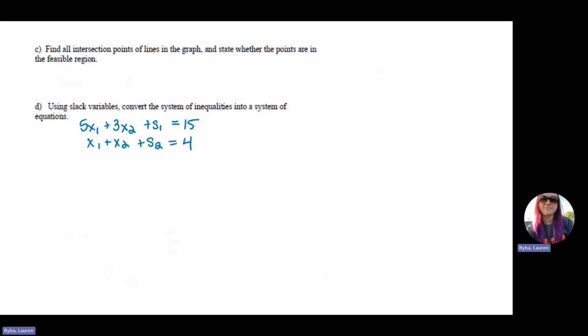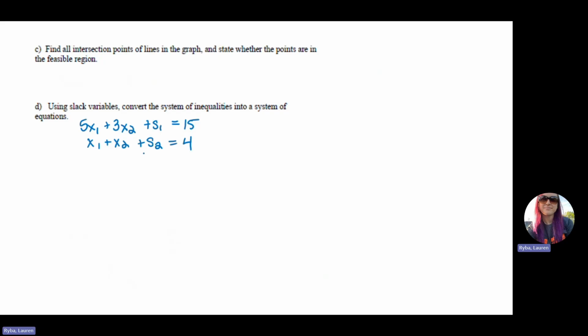Because I've changed it from an inequality to an equation, I've added what is called a slack variable. It's basically to catch up whatever I plug in here. If I'm short, I can add it with the slack variable.